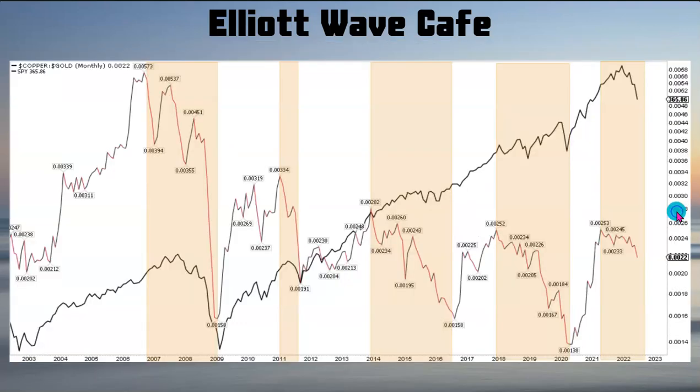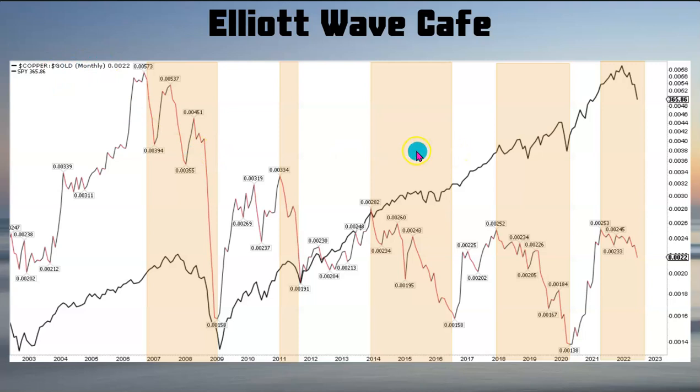So let's see what I have next. This is another indicator that's widely watched by the macro guys, but hedge funds, everybody that provides research for clients, stuff like that, is the copper gold ratio. This is a monthly view.